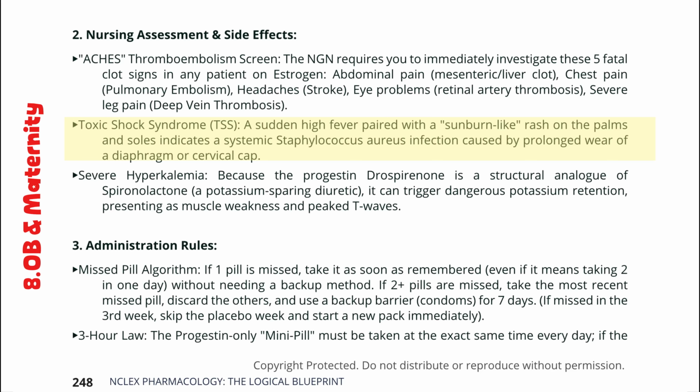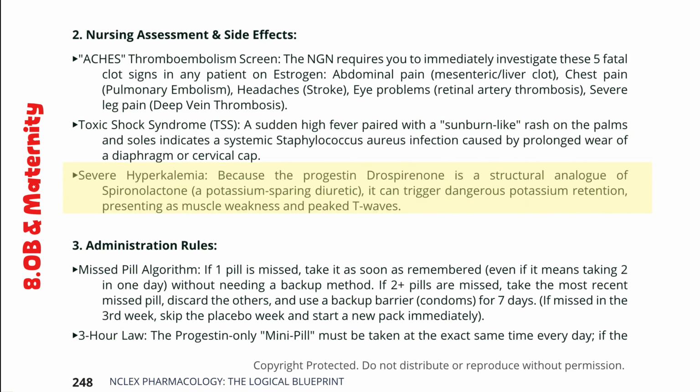One more electrolyte trap. The progestin drospirenone found in Yaz is structurally a cousin of spironolactone. It holds onto potassium. Combine it with an ACE inhibitor, and you can drive a patient into severe hyperkalemia. Muscle weakness and peaked T waves are your tell.